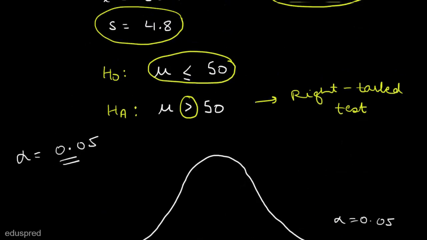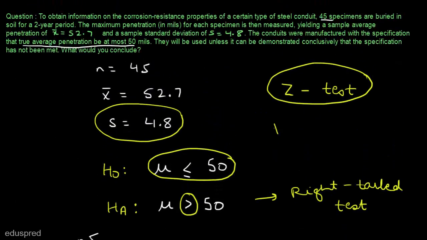So the conclusion is that we should reject the null hypothesis at 5% significance level. So we can conclude that there is sufficient evidence to support that the average penetration is more than 50. And that's it. This is all for this question.